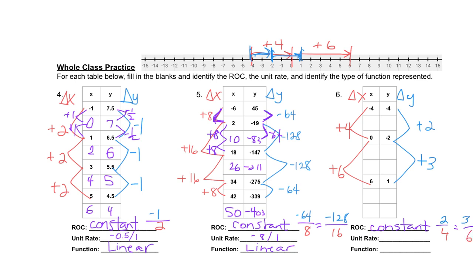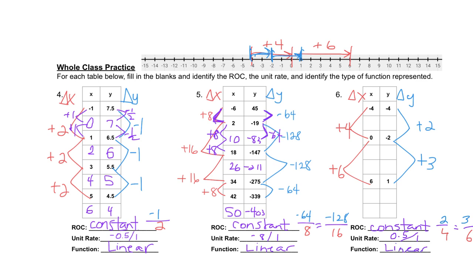These don't make a nice unit rate. We're going to have a decimal in our fraction. And 2 divided by 4 or 3 divided by 6 both come out to be 1/2. And I'm going to write that as 0.5 in my fraction. That's my unit rate. So if my x is increasing by 1, my y is going to increase by 1/2. And of course, since it's constant, it's linear.